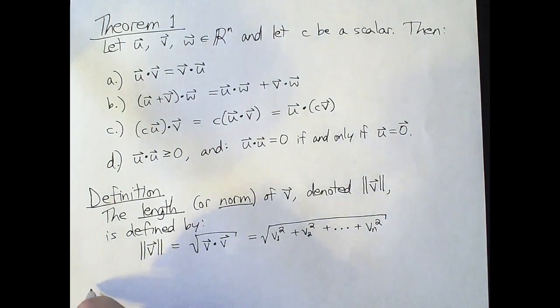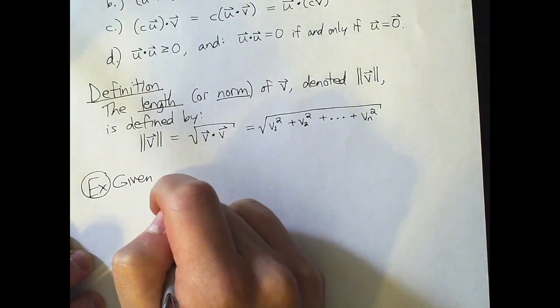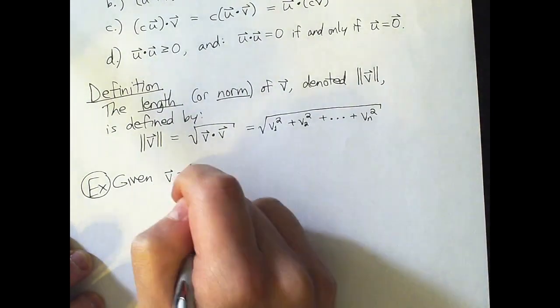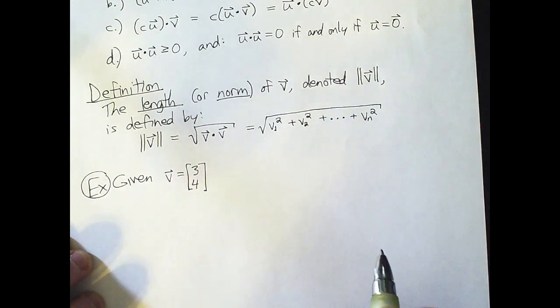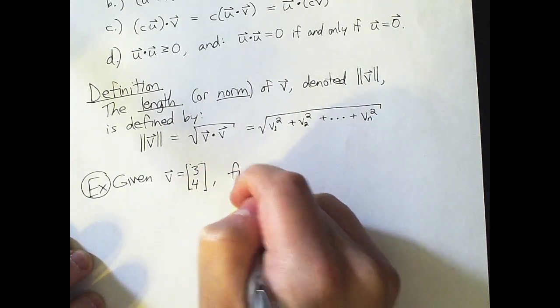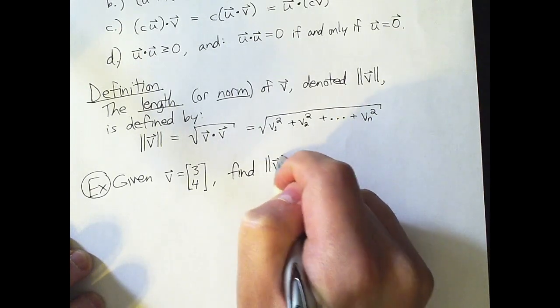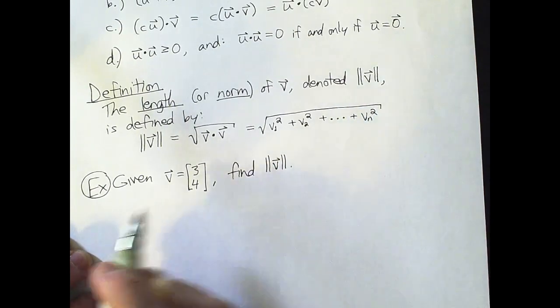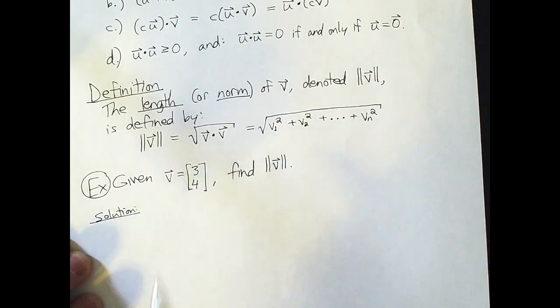So here, let's do an example. Let's do an example in R2, because I was kind of visualizing R2 in my head. So let's just do a quick one here. Let's say we have the vector 3, 4, and we want to find the length or norm of this vector. I'll do this one for us. This is a quick one. We're just going to use that above formula.